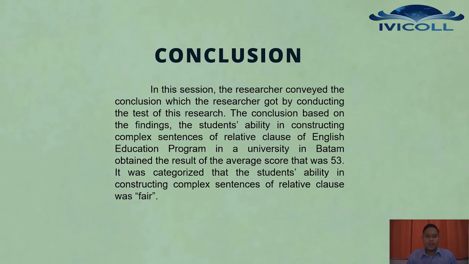Conclusion. In this session, I conveyed the conclusion which I got by conducting the test of this research. The conclusion based on findings: the student's ability in constructing complex sentences of relative clause of the English education program in a university in Batam obtained an average score of 53. It was categorized that the student's ability in constructing complex sentences of relative clause in online learning was fair.